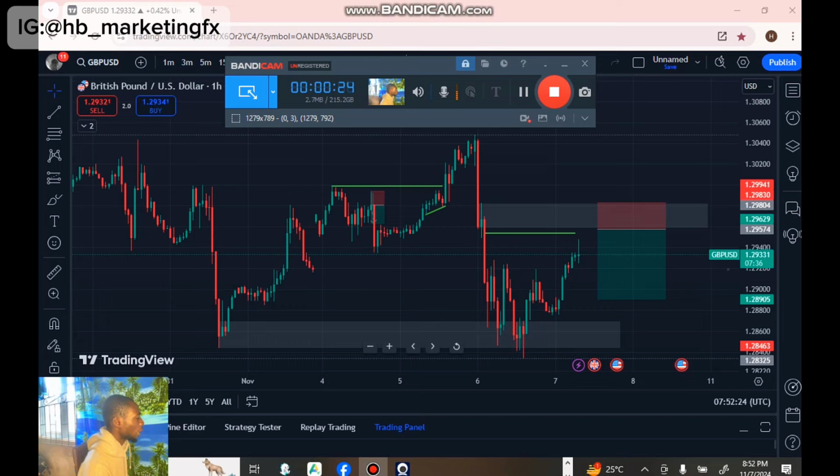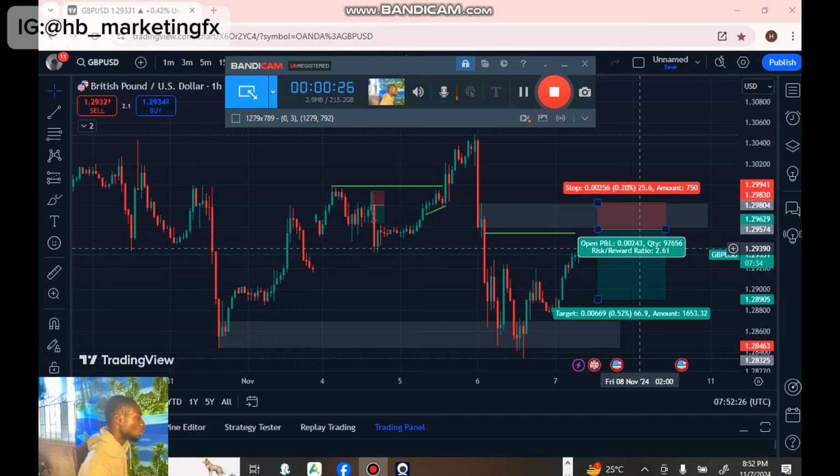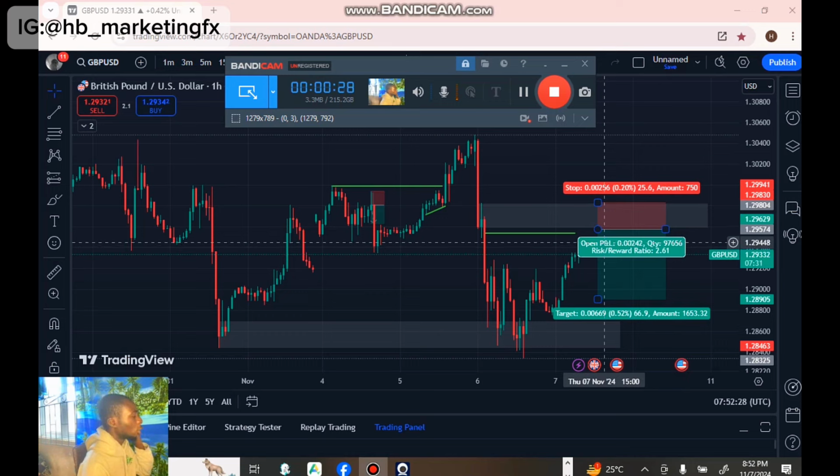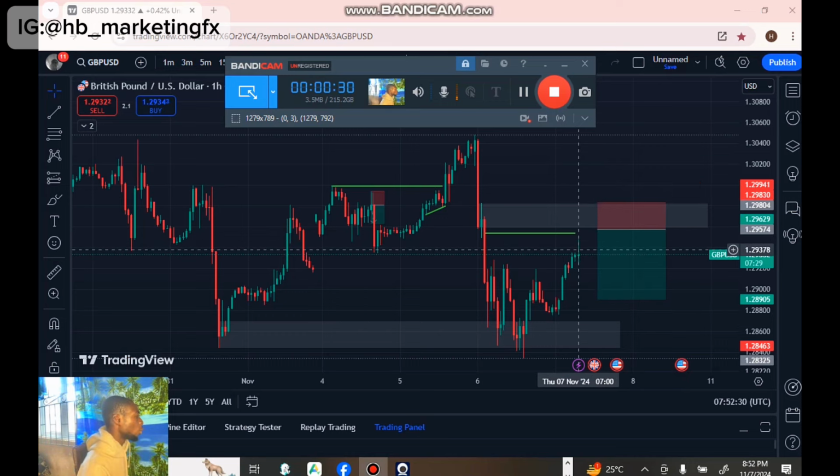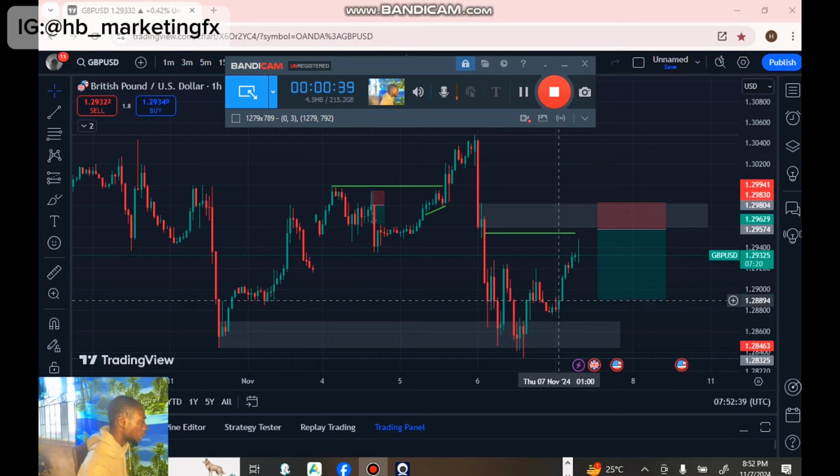So I feel that when the market comes to tap into this zone, this is my view, guys. The market will come tap into this order block right here, then come down. So I'm just aiming for this order block right here.